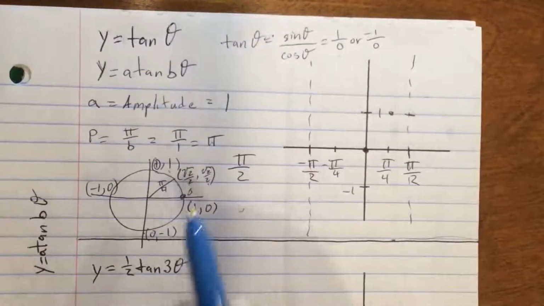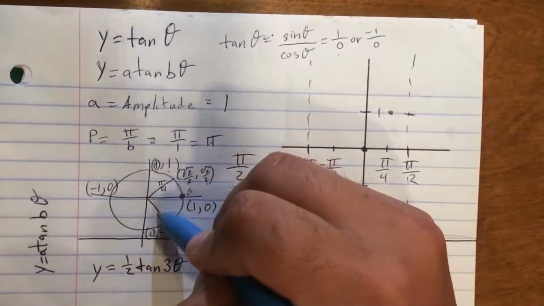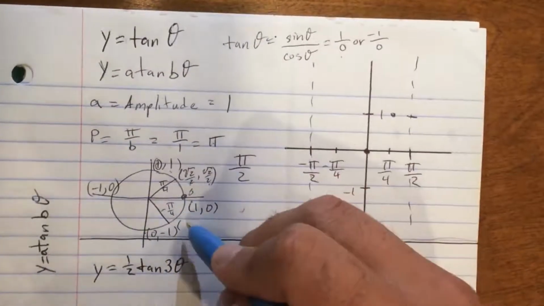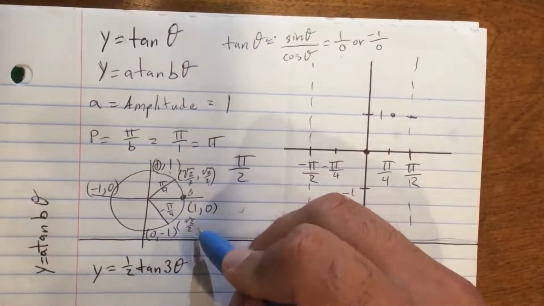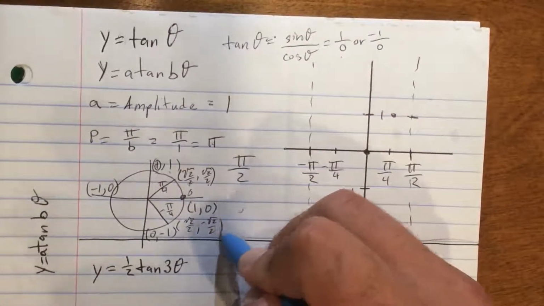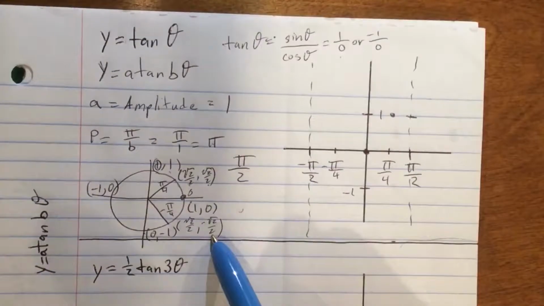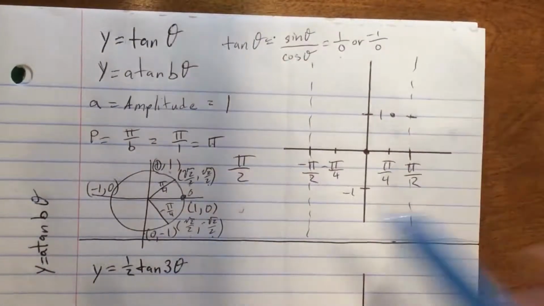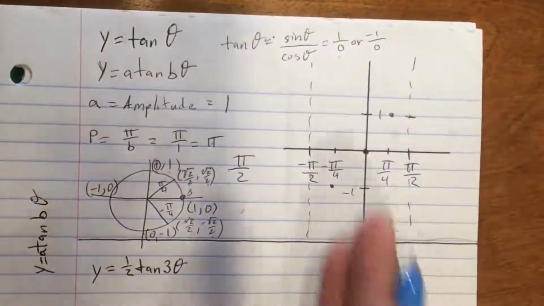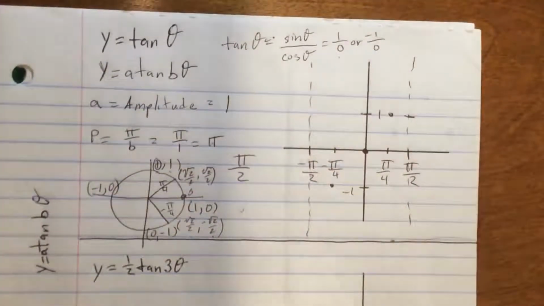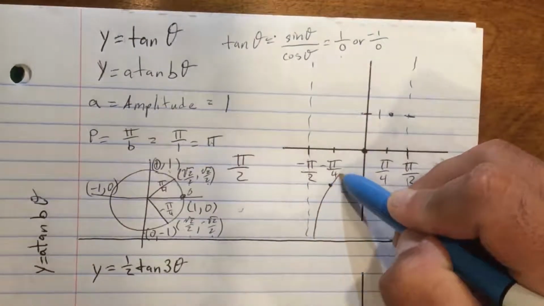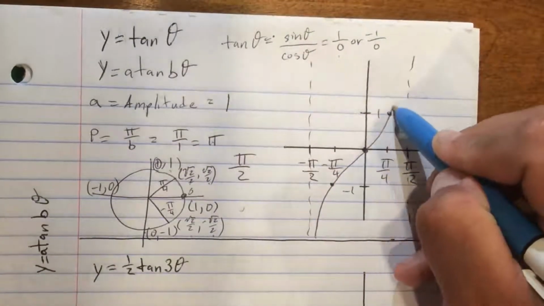At negative pi over 4, it's going to be a similar point, but it's going to be radical 2 over 2 and negative radical 2 over 2. So if you have negative radical 2 over 2 over radical 2 over 2, we would get negative 1, which is the point we have here. And now we know we're going up. Because this is a tangent curve, we know that the graph is going to look like this, with nice curvature.